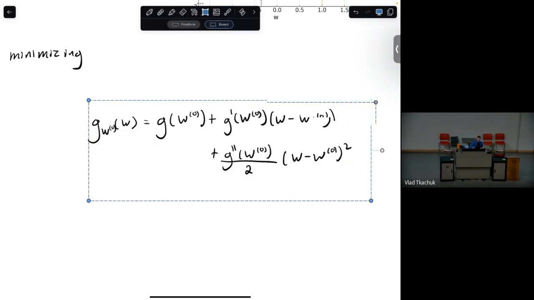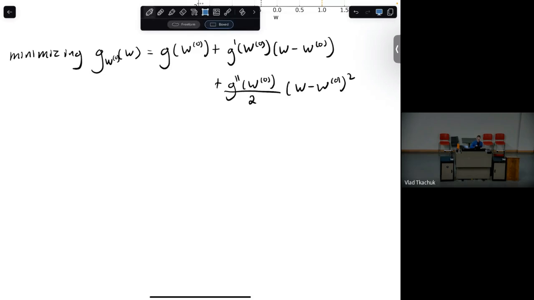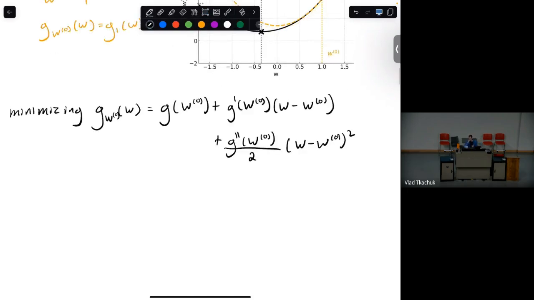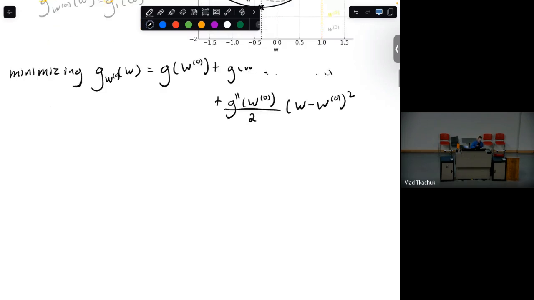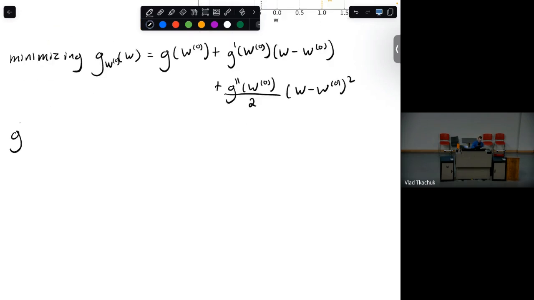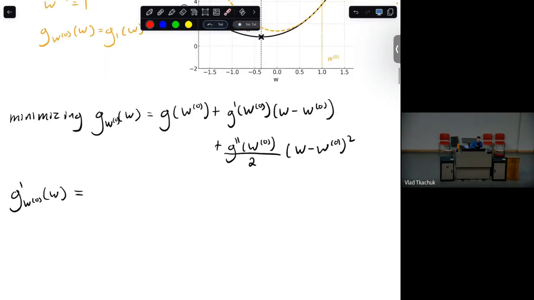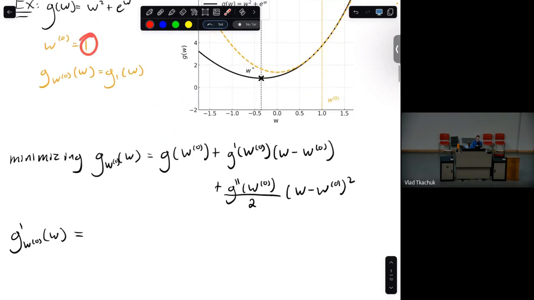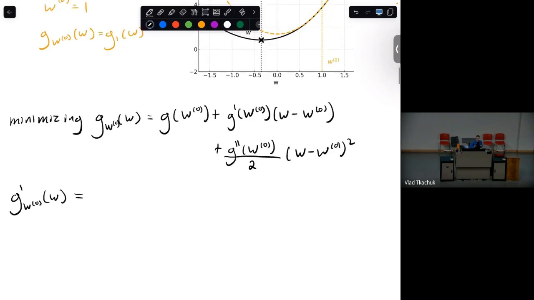Okay, so we need to minimize this function. We know it's convex, it's a quadratic function. And so we minimize it. So let's calculate g prime of this approximation. Remember, this is a function of w. This is an important thing to note. This is just a number. There's no w here. This is a constant. This is the point we pick. This is just a number. So for the derivative, that goes away.